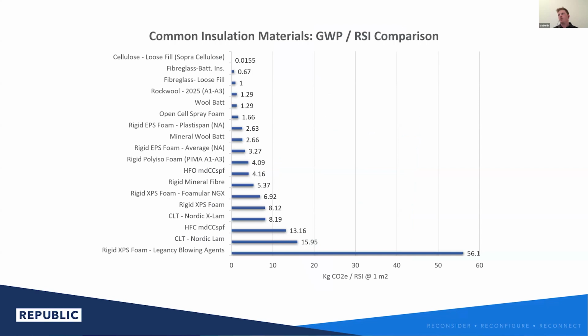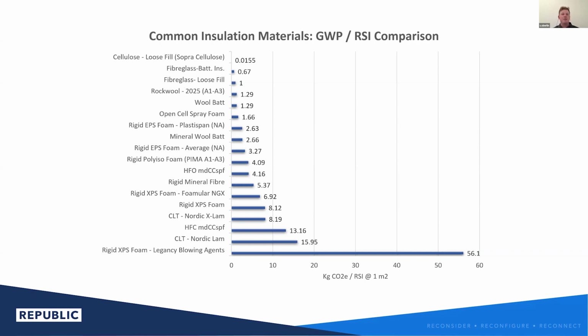And again, this is pretty similar to, I think, what Andrew had shown in his slides, but this is a bit of a comparative analysis of the global warming potential as measured in kilograms of CO2 equivalent per RSI. I should state this is at 1 meter squared, not 100 meters squared. So it's a little bit different than what Andrew had presented.